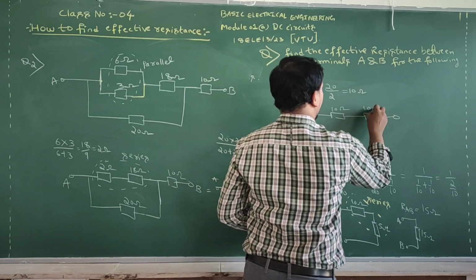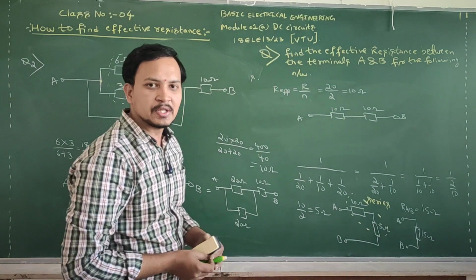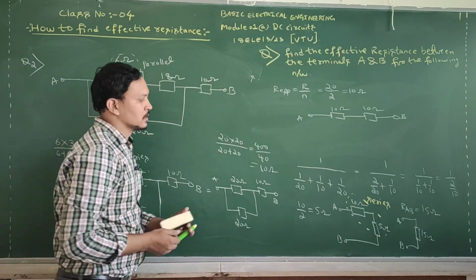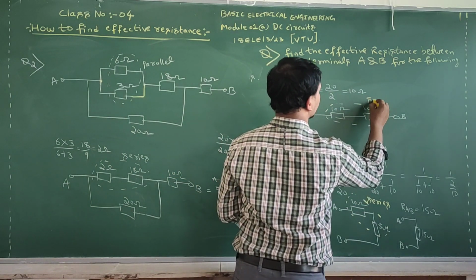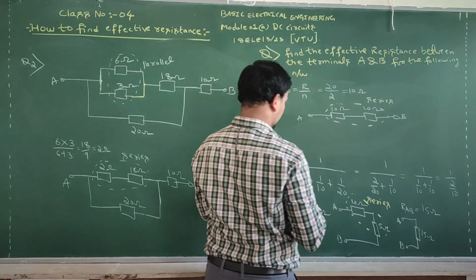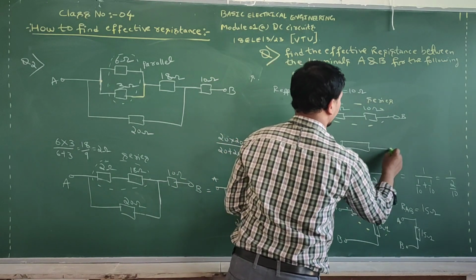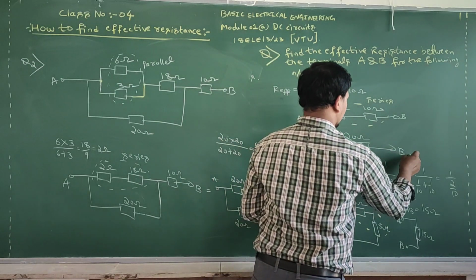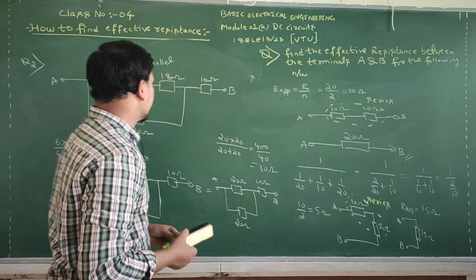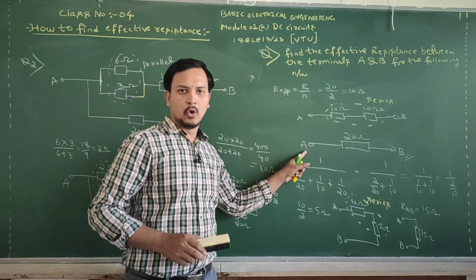Now these 10 ohms and 10 ohms are connected in series or parallel? Series. Okay. Now these two are connected in series. So therefore, in series we can add the resistance value. So 20 ohm is the effective resistor. The final answer for this problem is 20 ohms. Got it?